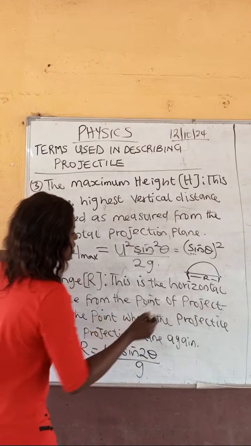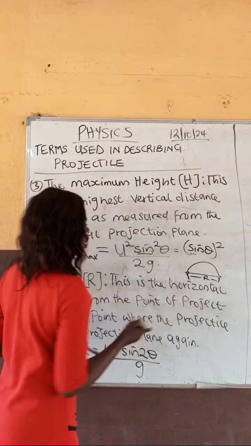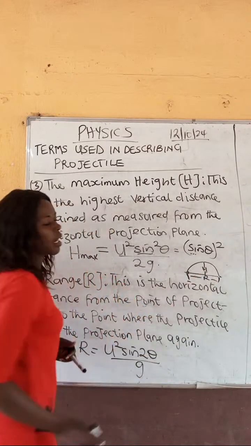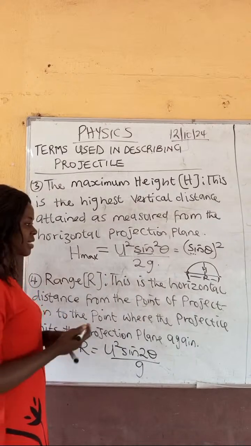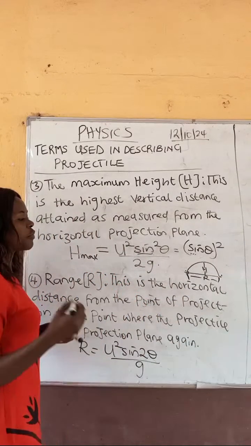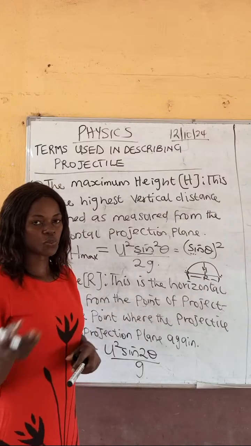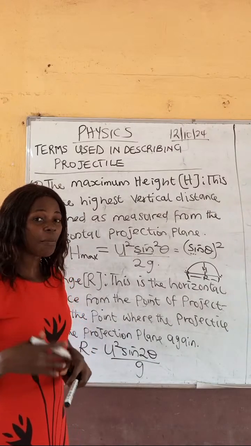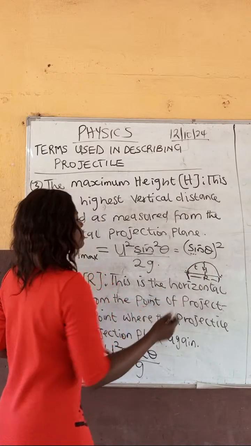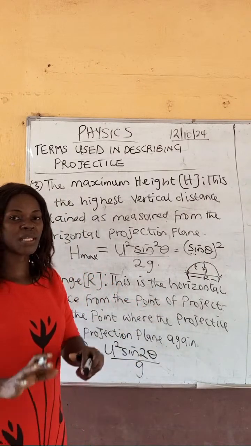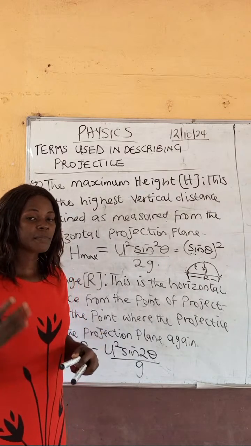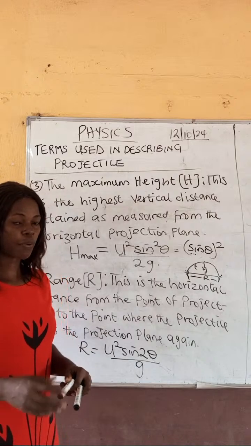Now from here to here becomes my range, whereas from here to here becomes my maximum height. Now from here to the point at which an object returned to the level from which it was projected is said to be time of flight. Then for the object to move from here and get to the maximum height is simply said to be time. So these are the four things that help us to explain the projectile properly.